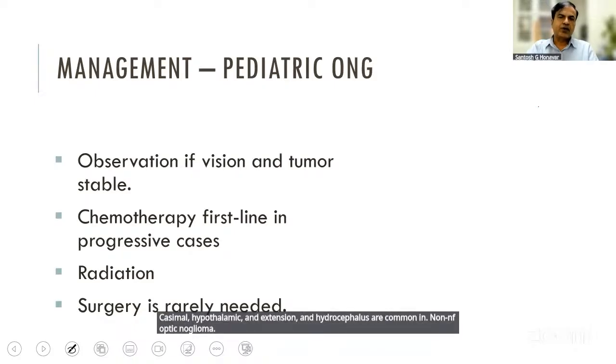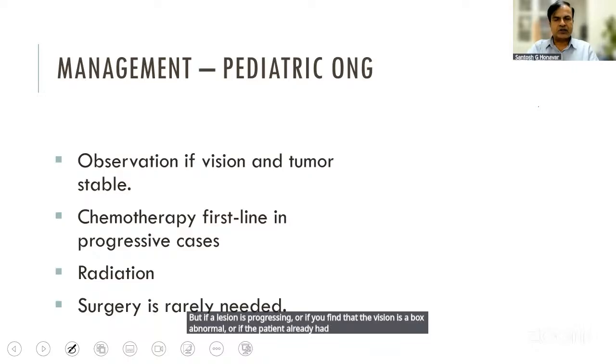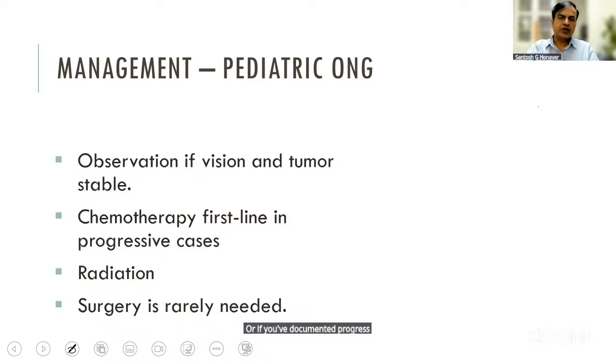Now, management of pediatric optic nerve glioma: observation is definitely justified if vision is good. If you can measure vision or do a VEP and find that it is reasonably normal and the tumor is stable on serial MRI, you can definitely observe. But if a lesion is progressing, or if you find that the vision is subnormal, or if the patient already had disc edema or hint of pallor, or if you've documented progression, then chemotherapy is the first line of management.